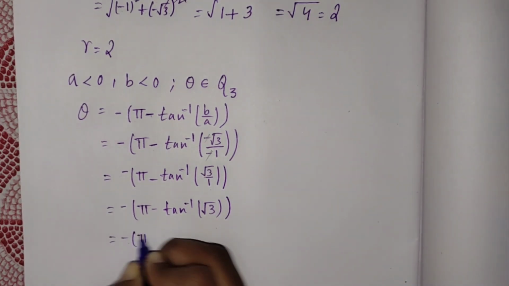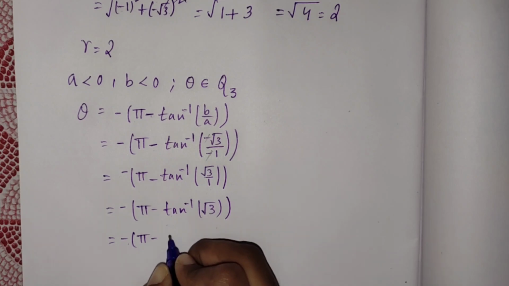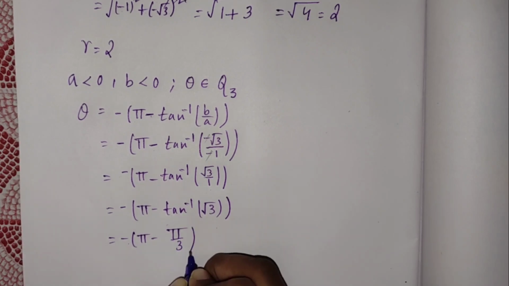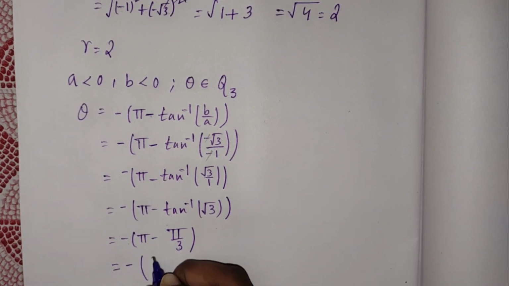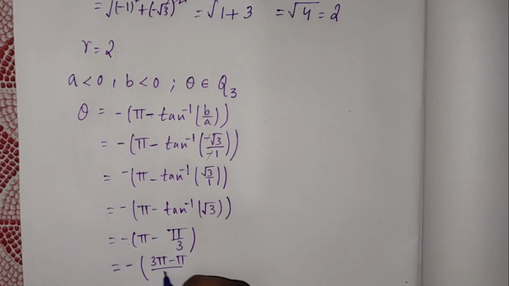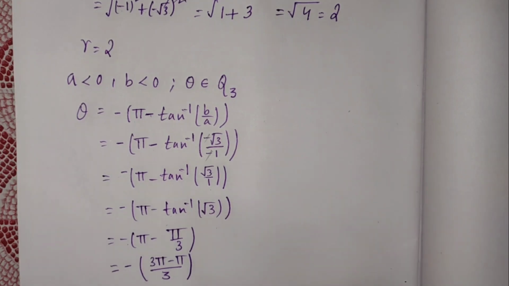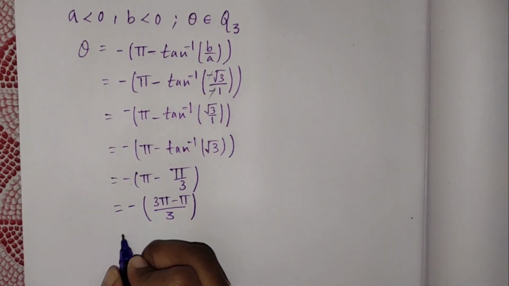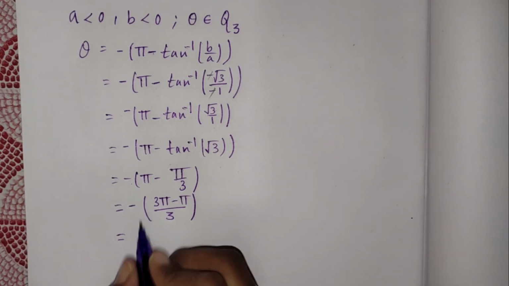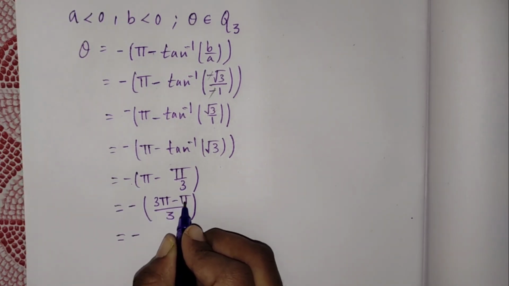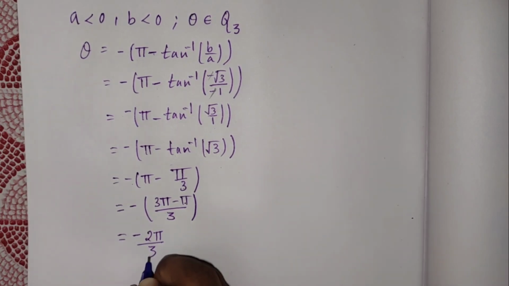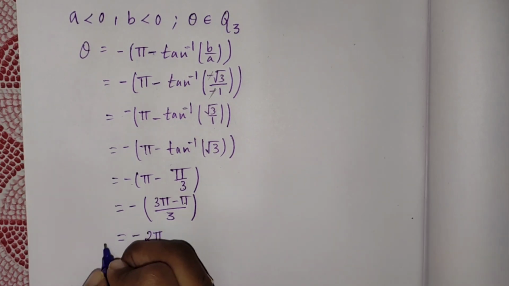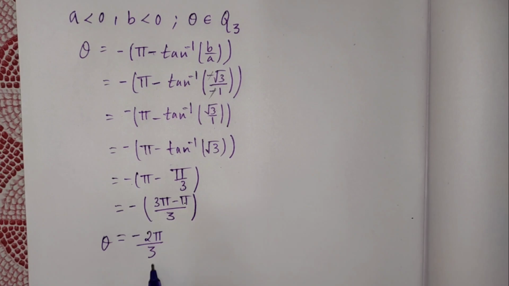is equal to minus bracket open pi minus tan inverse root 3, it is pi by 3, is equal to minus bracket open 3 pi minus pi by 3 bracket close, is equal to minus 2 pi by 3. Theta equal to minus 2 pi by 3.